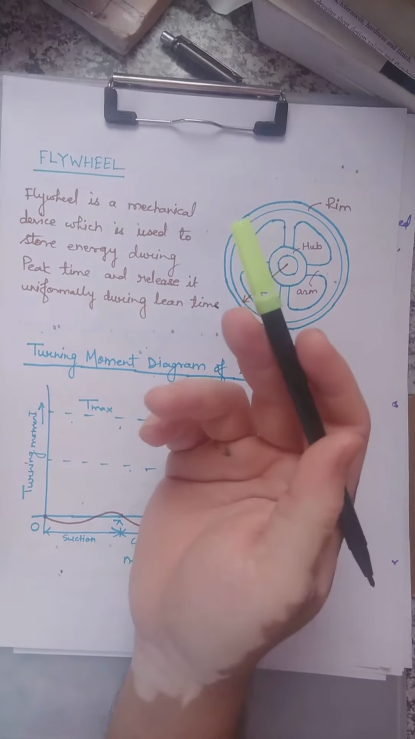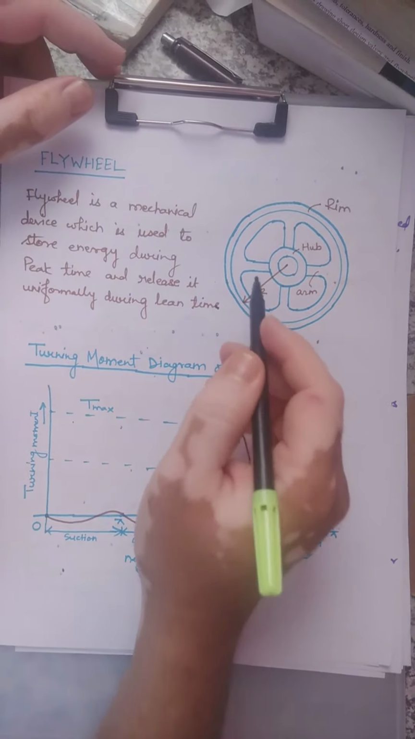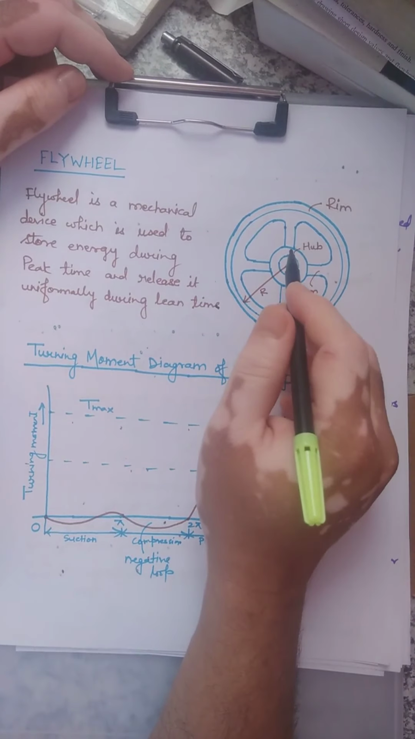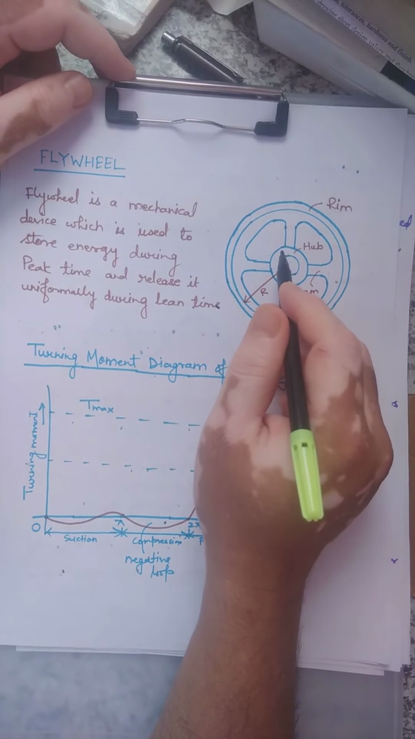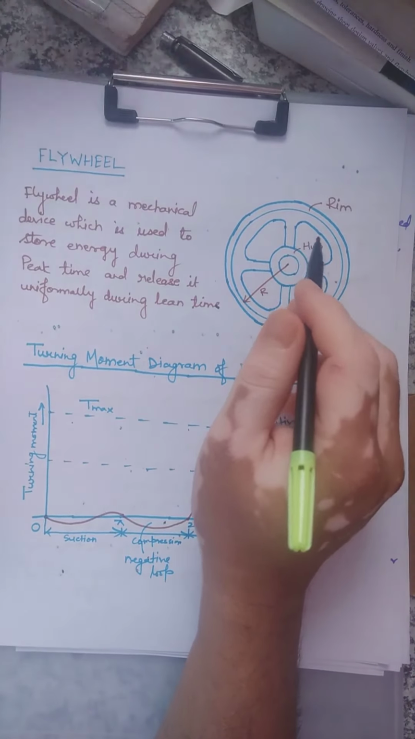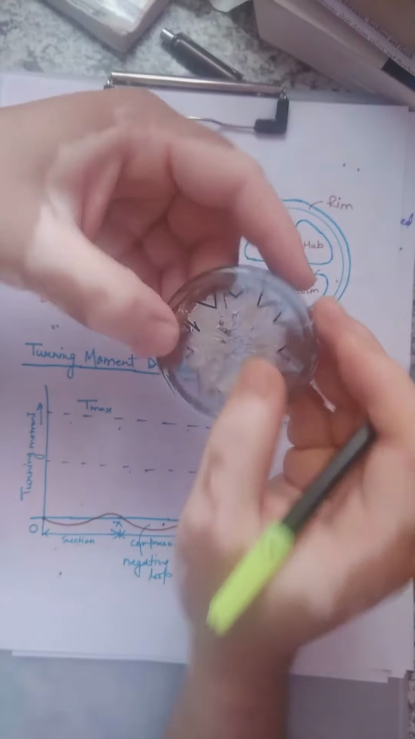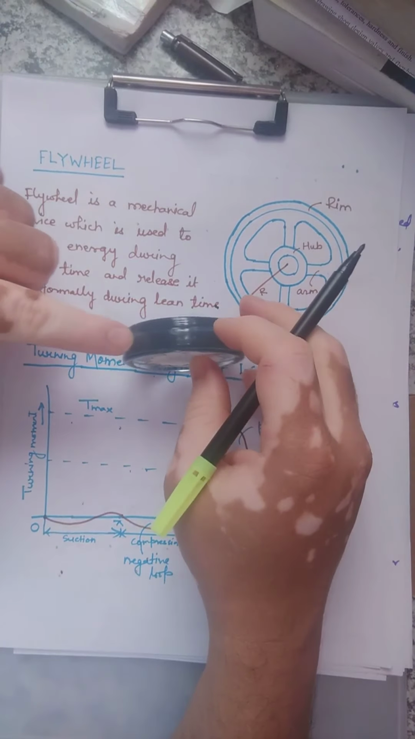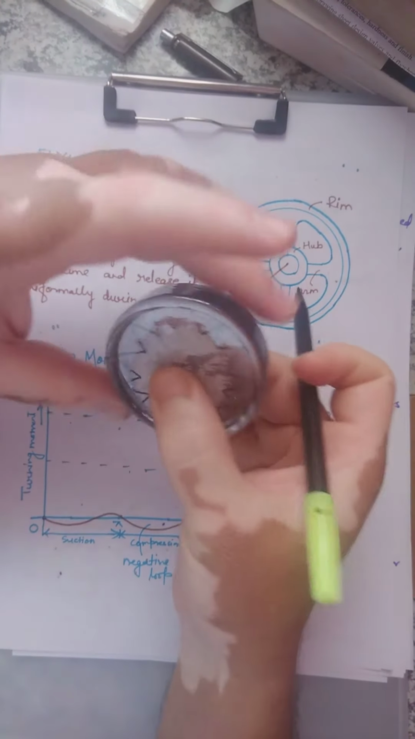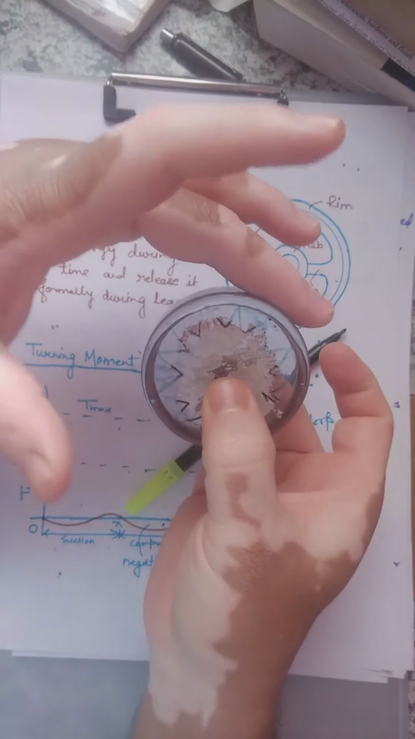Now what is the function, and why do we use flywheel? The main purpose of using flywheel is to store energy in the form of inertia. Suppose this is the flywheel. Now when we give power, it starts rotating.